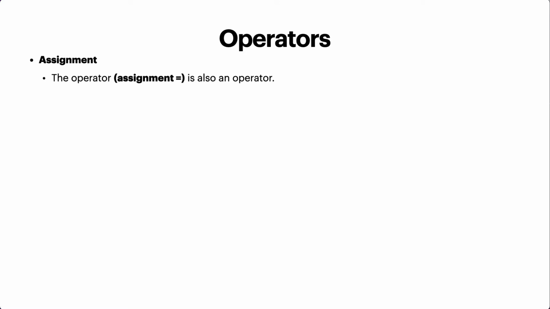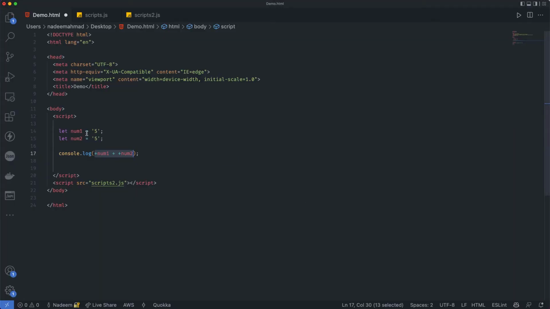assignment operator. Let's just talk about the assignment operator. The assignment is also an operator. So assignment returns a value. We have seen here that we've been using this operator for a long time. So this is basically also a type of operator which assigns a value to a variable.